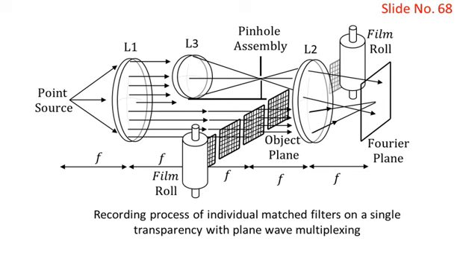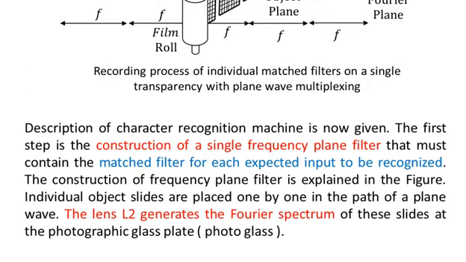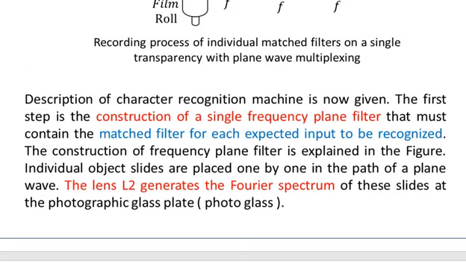Now let's explain this in words. Description of the character recognition machine is now given. The first step is the construction of a single frequency plane filter that must contain the matched filter for each expected input to be recognized. The construction of a frequency plane filter is explained in the figure above. The individual object slides are placed one by one in the path of a plane wave. The lens L2 generates the Fourier spectrum of these slides at the photographic plate, which we call the photoglass.